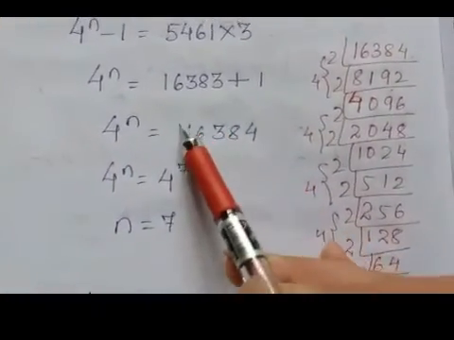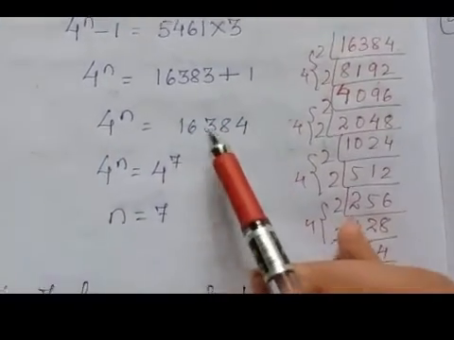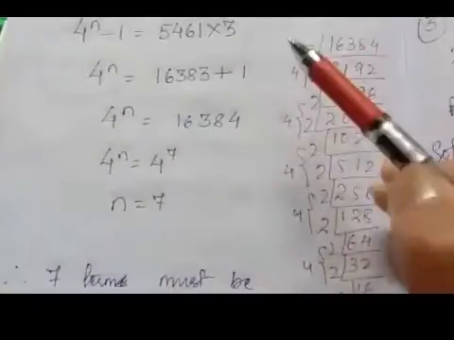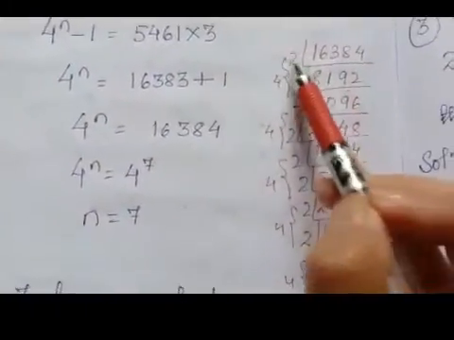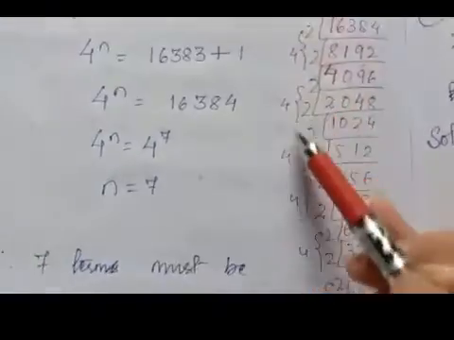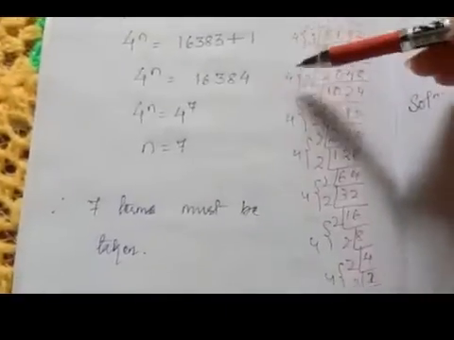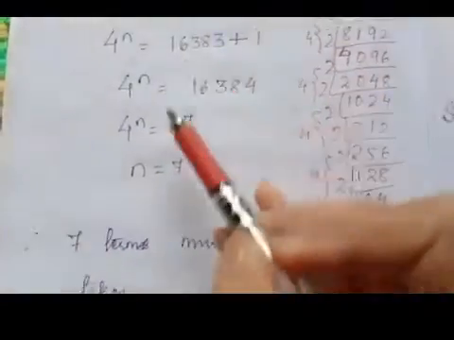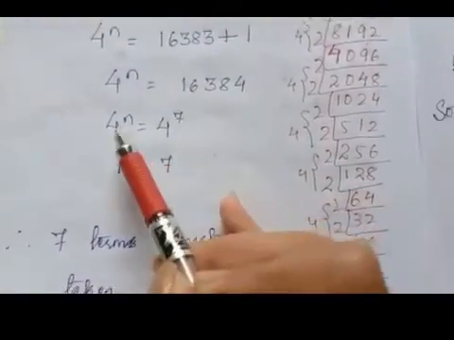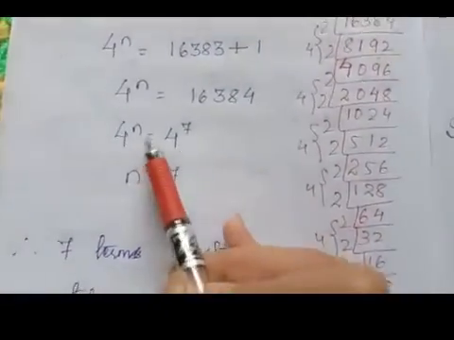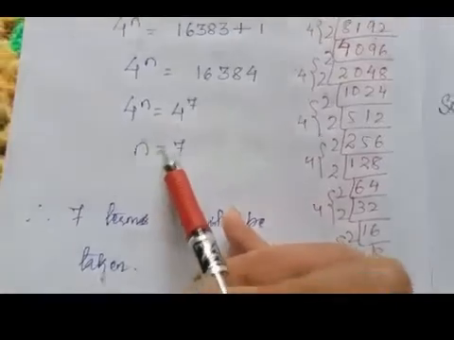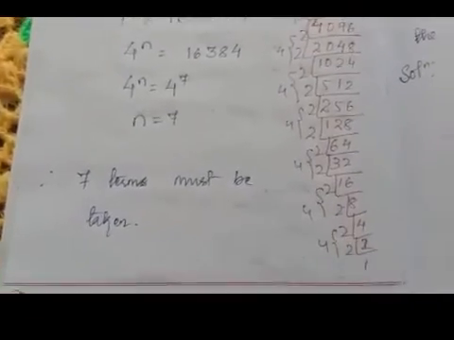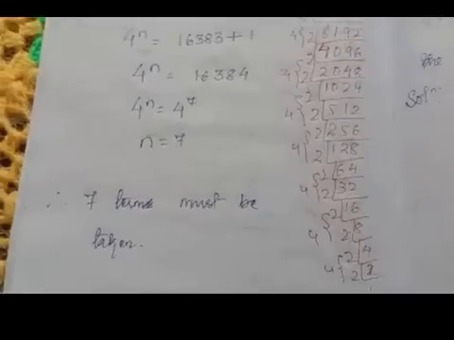So for that we will find the factors of 16,384. So here is the process. Now we will make 4. Okay, 2 and 2 we will consider 4. So like that we will get 1, 2, 3, 4, 5, 6, 7. So this is 4 to the power 7. So same base, that means powers are equal. N is equal to 7. So we have to take 7 terms to get the sum.